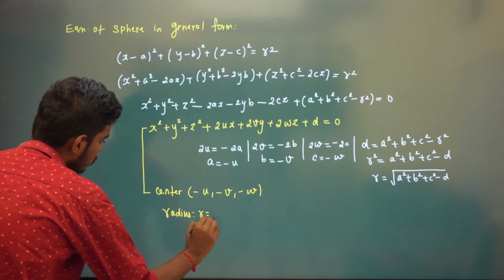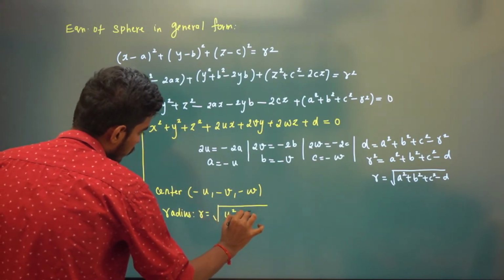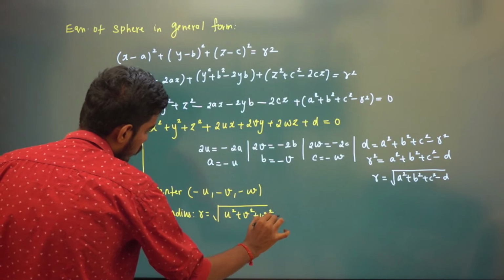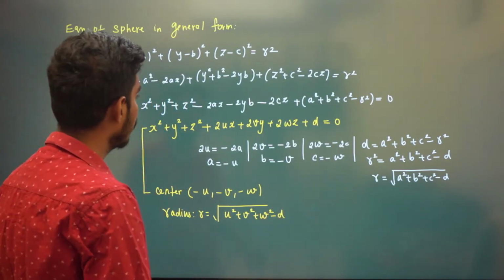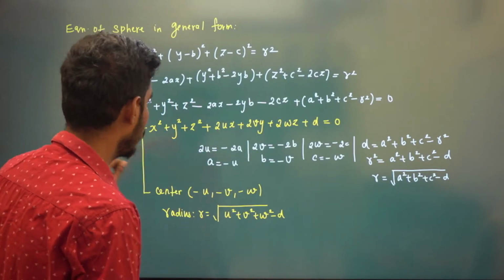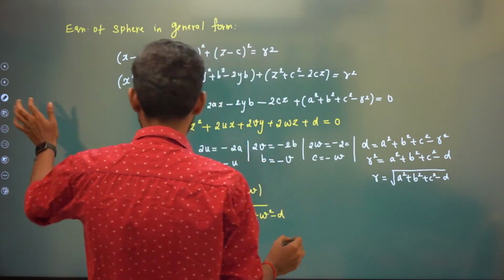The radius r is the square root of u² + v² + w² − d. We need it in terms of u, v, w, right? So we will replace that, because we know a is −u.